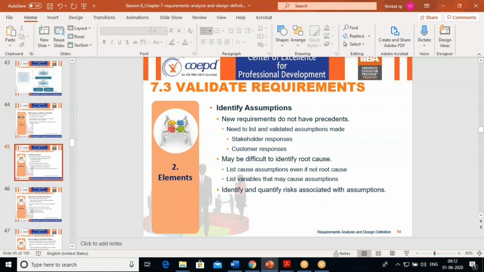If you see the elements here for the validation, the first one is that you have to identify the assumptions. The second one is that we are going to define measurable evaluation criteria.